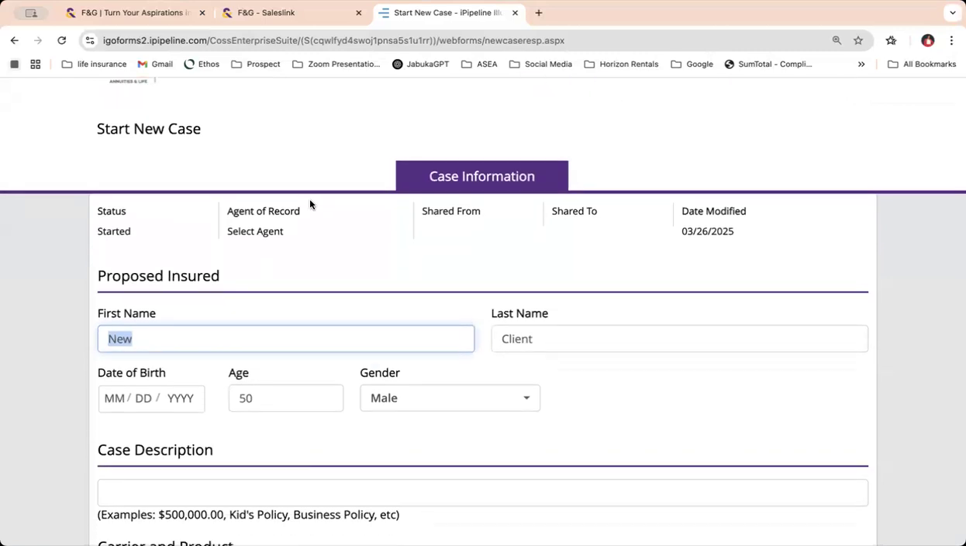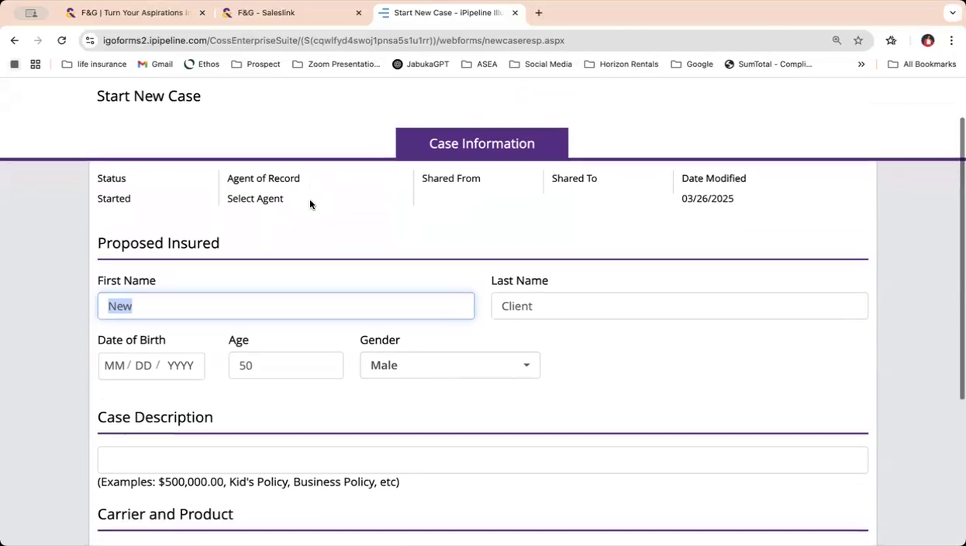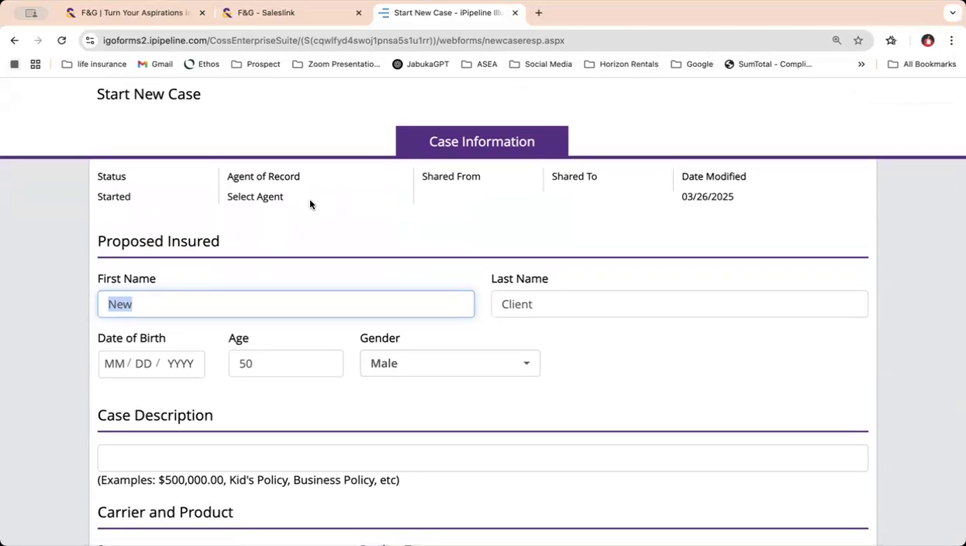Does anybody have any questions with that? It's very, very simple, right? So you get on there and this new case opens up. Now, we're going to have to enter the information for the client. It says case information, right? So proposed insured.